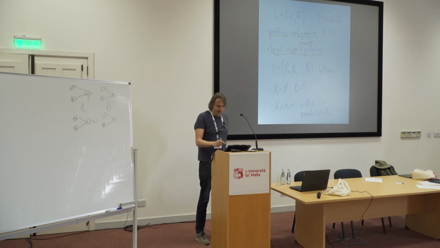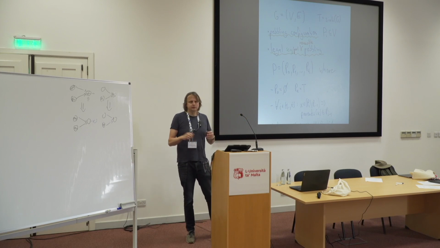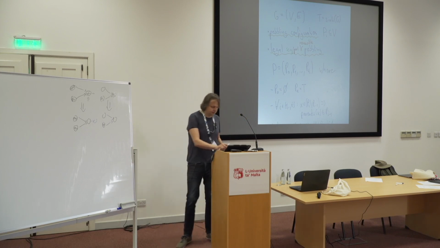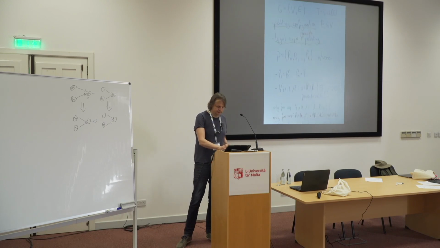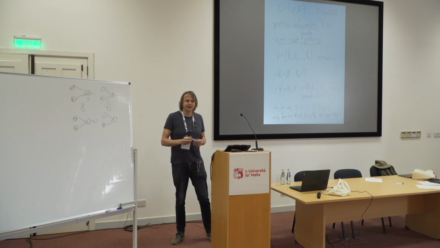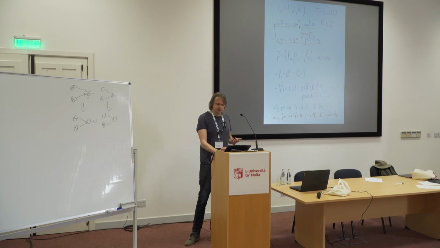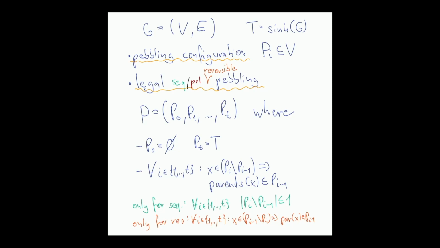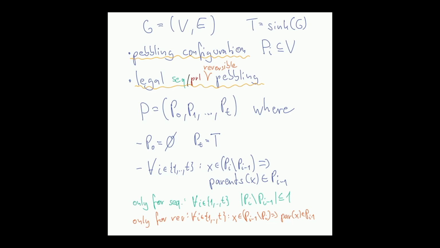Okay. And again, we sometimes say that something is a legal sequential pebbling sequence or something is a legal parallel pebbling sequence, and the only difference is that in a sequential pebbling sequence, the number of new pebbles in each round can be at most 1, whereas in a parallel one, you can have as many as you want, as long as each one individually satisfies those rules.